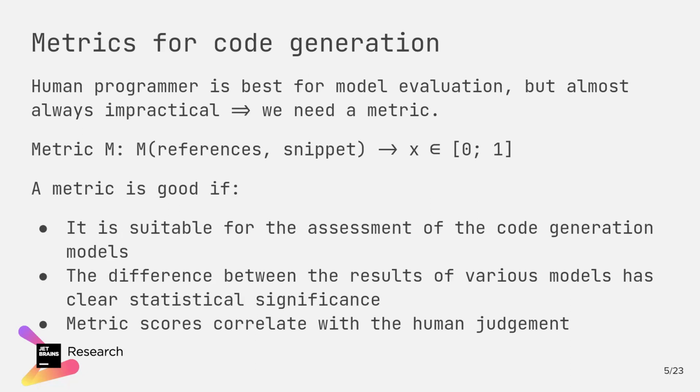So it's not true for every metric, but generally it is the case that the higher score of a metric corresponds to the higher quality of the snippet. So for the metric to be effective, at least the three following requirements should be satisfied. First, the metric should be suitable for the assessment of code generation models. Second, the difference between the results of various models should be statistically significant. And third, the metric scores should correlate with human judgment.